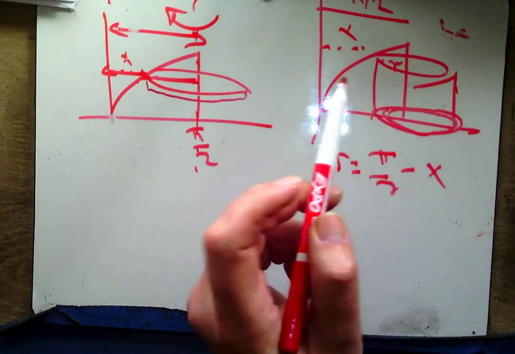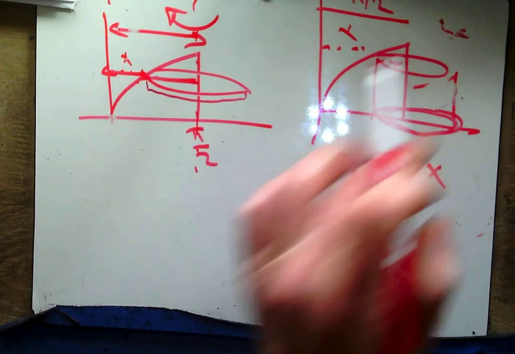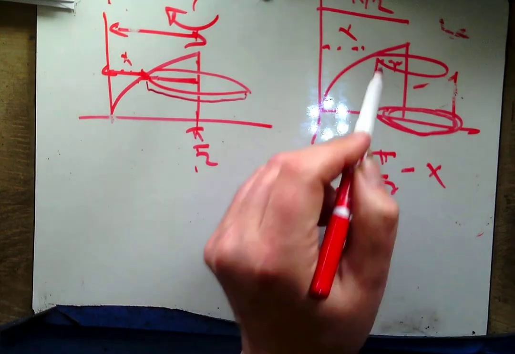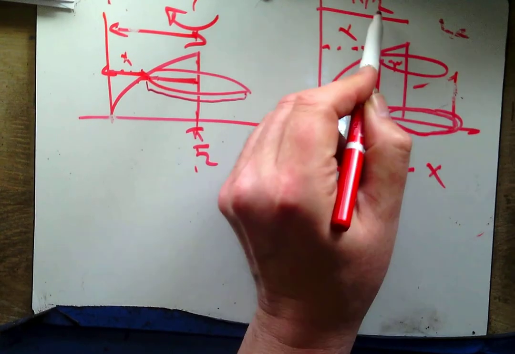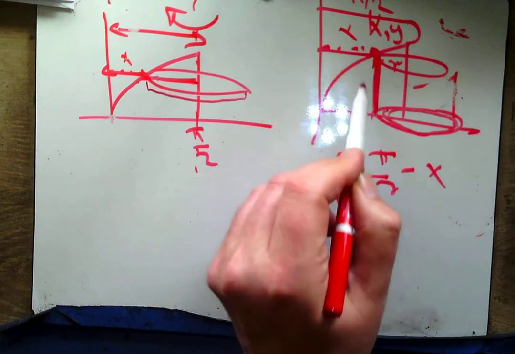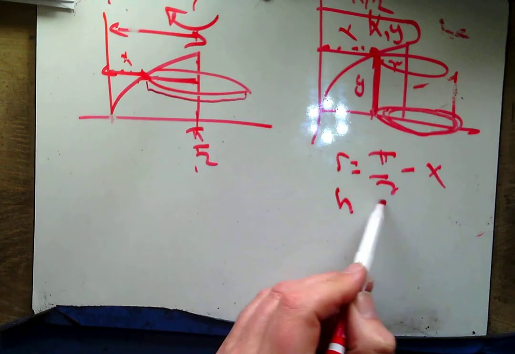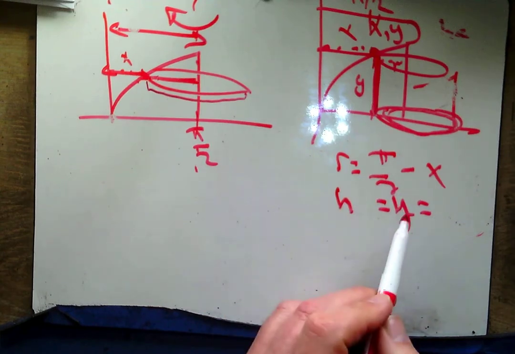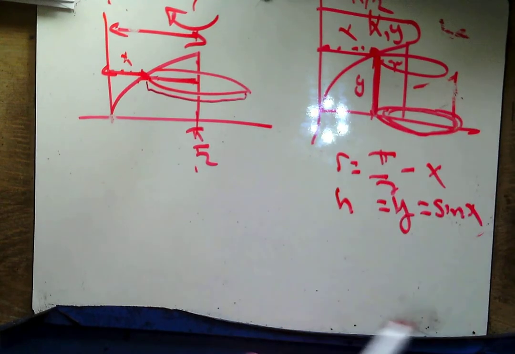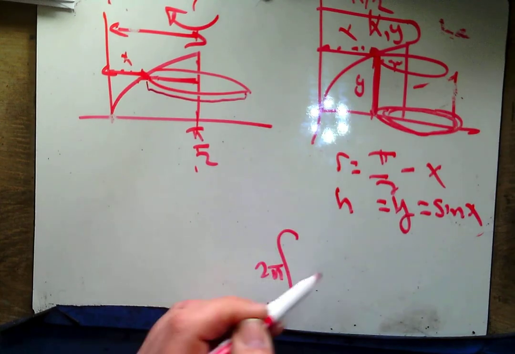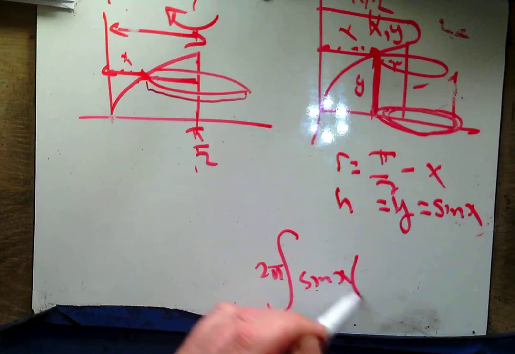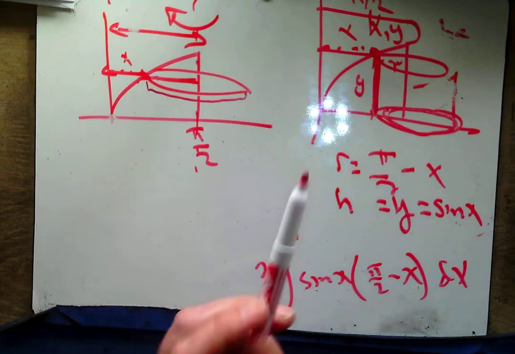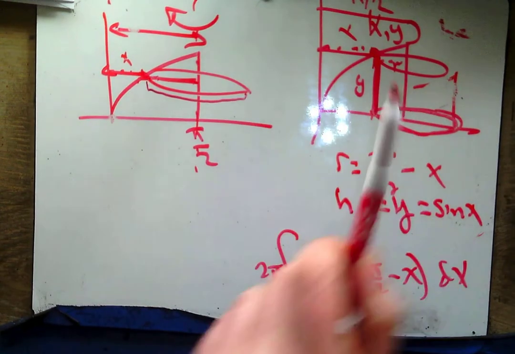Well, that's handy. Now what about h? Sorry, h. h is this. Well, at the ordered pair xy here, that's x, and this is y. So our height is our y value. Since this is a dx integral, I need to get rid of y and replace it with sine x. So I have 2 pi sine x times pi over 2 minus x dx. And since I'm integrating x's, I'm going from 0 to pi over 2.